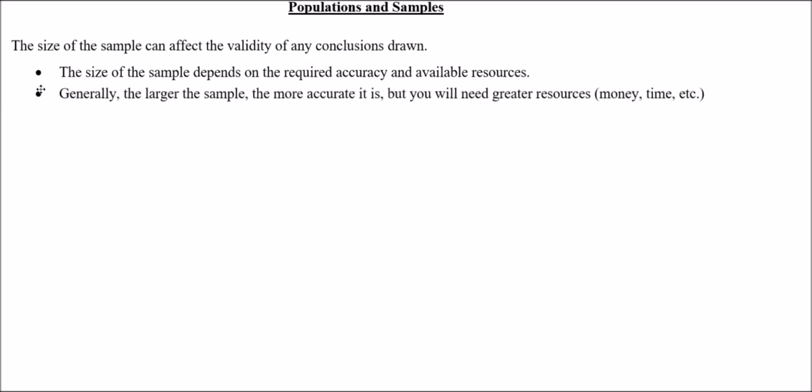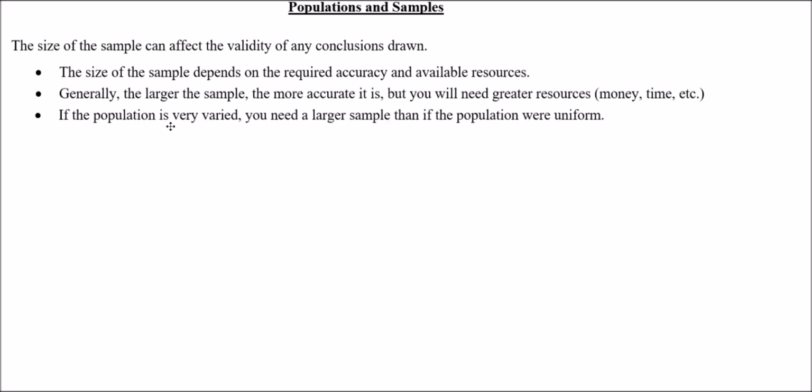So, like I was saying, the size of it is key when it comes to a sample. The size of a sample can affect the validity of any conclusions drawn. The size of a sample depends on the required accuracy and available resources. So if you need an accurate sample, you need to take one with a very large number of items in it. Resources there means time and money usually. So if time's limited or money's limited, that might put a cap on just how many people you can sample. Generally speaking, the larger the sample, the more accurate it is, but you need greater resources. And like I say, resources are normally time and money in this world.